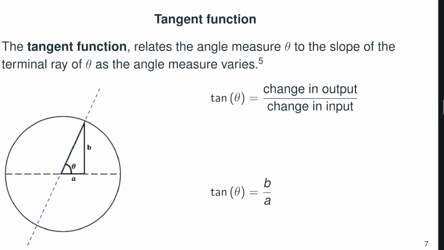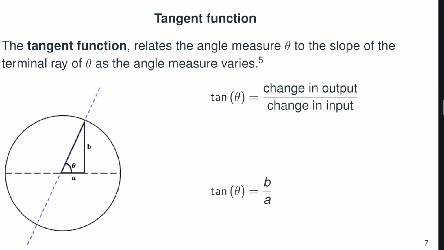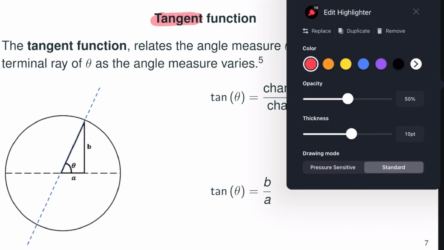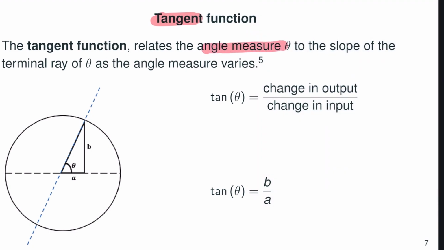So let's get another trig function. It's called tangent function. Tangent function also relates an input as an angle to the slope of the terminal ray. So for tangent function, we get an angle. Hey, what is the slope of this angle? Specifically, what is the slope of the terminal ray?